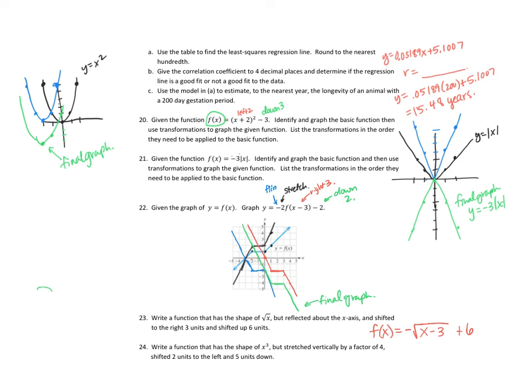Next one, write a function that has a shape of x cubed, but is stretched vertically by a factor of 4, shifted 2 units to the left and 5 units down. So it's going to look like this. f of x equals, so it's stretched vertically by a factor of 4. So that's 4. And then we want to cube something. So we're shifting 2 units to the left. So it's going to be x plus 2. And then 5 units down, minus 5. So that'd be the answer to 24.